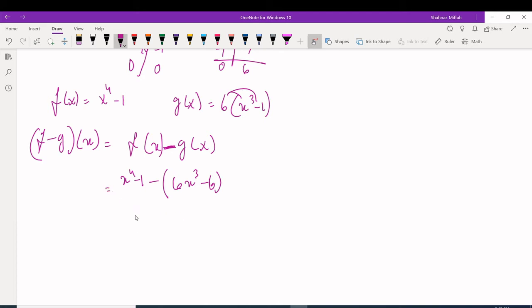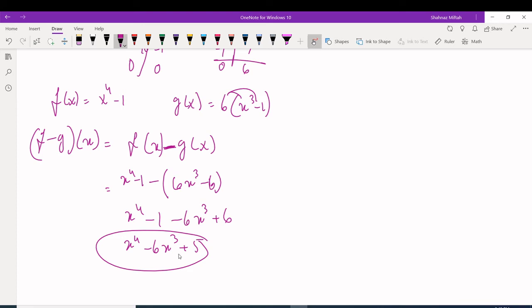Now I'm going to remove the parentheses. Minus 1 minus 6x cubed plus 6. This is going to give me x^4 minus 6x cubed plus 5. So this is the answer I got.